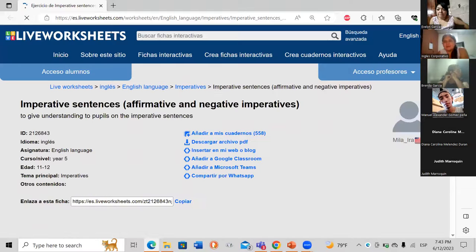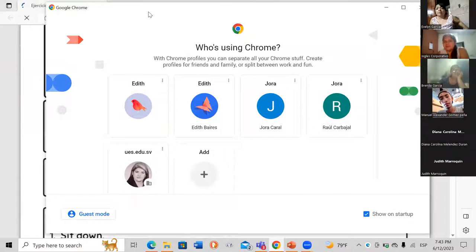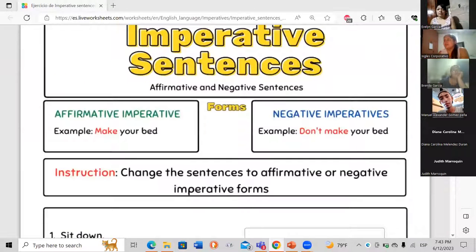We have here another practice about imperatives. Okay. Tenemos otra práctica de los imperatives. What do you remember about the imperatives? ¿Qué se recuerda de los imperatives? Do you remember? No, I don't remember. Okay. Well, let me take the attendance, okay? Voy a pasar la asistencia ahorita y luego vemos esto.